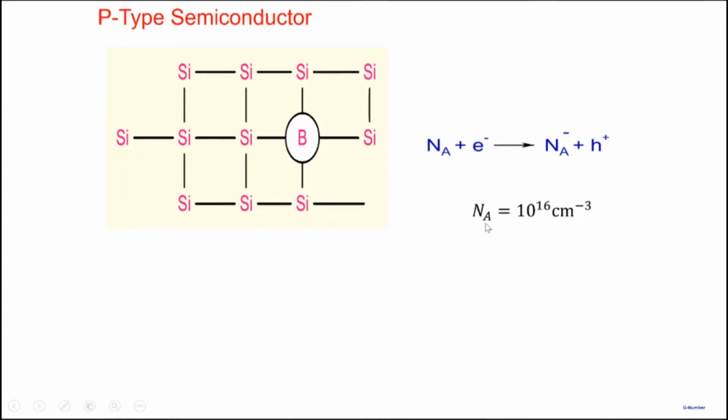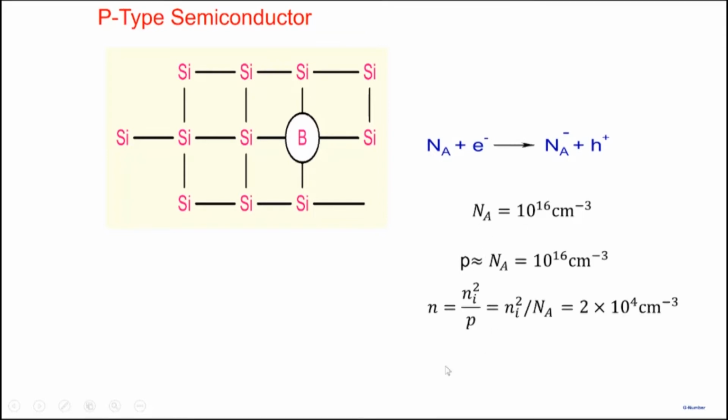And if the concentration Na is 10 to the 16, the number of holes in the system would be practically equal to 10 to the 16. And the number of electrons would be ni squared over p. This p times n equals ni squared relationship holds at equilibrium. So n is ni squared over p, so ni squared over Na is about 2 times 10 to the 4. So by adding 10 to the power 16 acceptor atoms, we have made the number of holes p much, much larger than the number of electrons n. And we call this semiconductor a p-type semiconductor, because p is much, much larger than n.